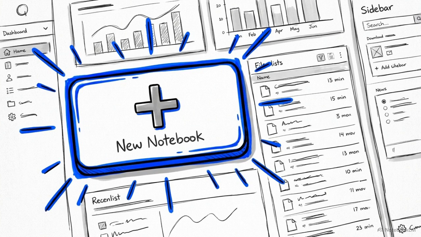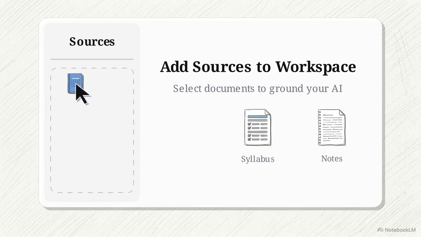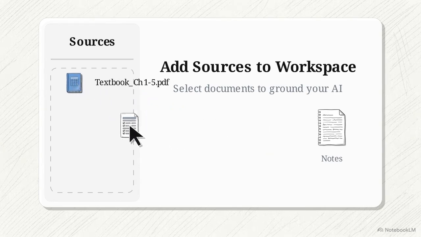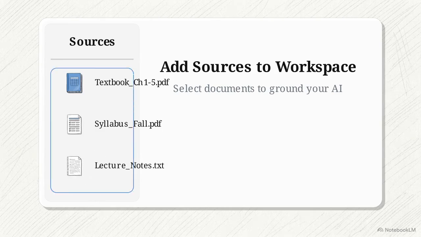To start, click the New Notebook button to create a fresh, empty workspace dedicated entirely to a single class. Next, take your heavy PDF textbook chapters and drag them directly into the Sources box on the left side of the screen. Drop in your class syllabus and your unformatted lecture notes so they stack right underneath.